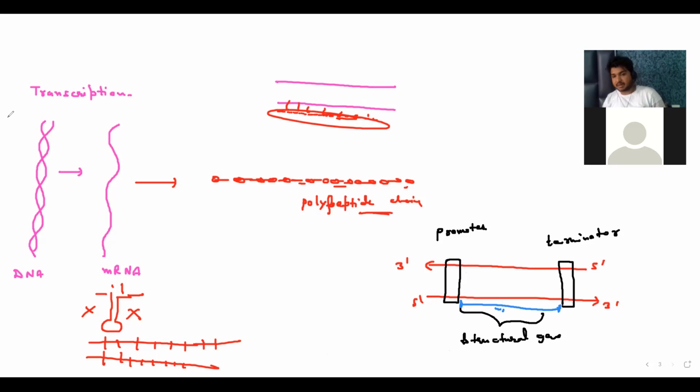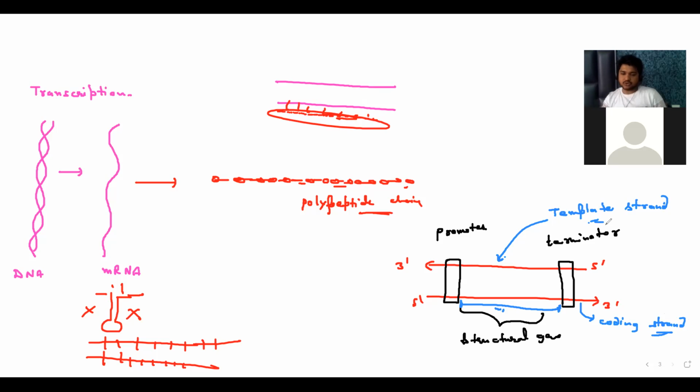So remember always, in the DNA, the first strand is known as the template strand, and the other is known as the coding strand. So one is the template strand and the other is the coding strand. You have to remember that, the template strand and the coding strand.